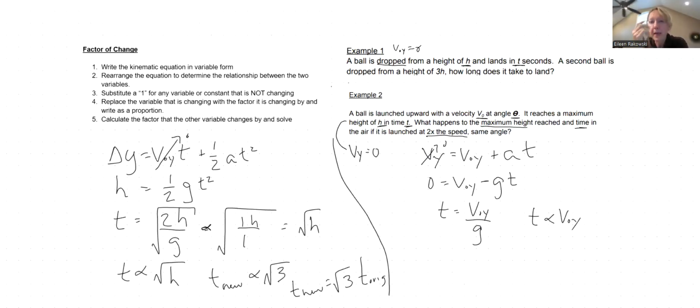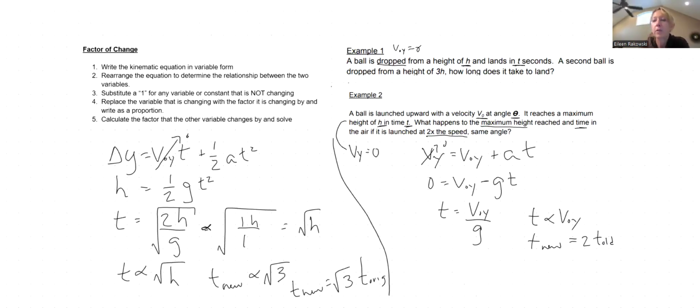And what happens to the maximum height? Oh, sorry. Replace the variable that is changing with the factor it is changing by and write as a proportion. So this is doubling the speed. So basically, t new is equal to 2 t old, because t is proportional to v and t is proportional to 2 t old.